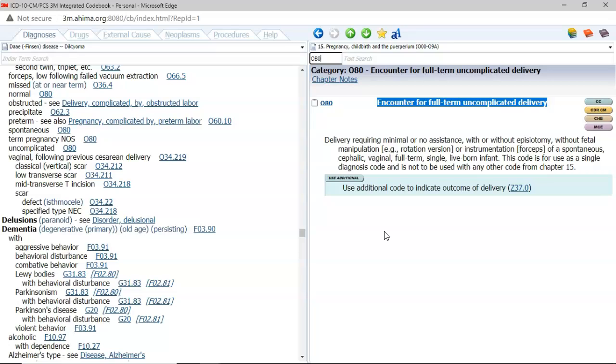So very limited. Now, many deliveries actually are O80 deliveries. The only outcome of delivery code that we can use with this particular code is Z37.0, which is live born single infant.